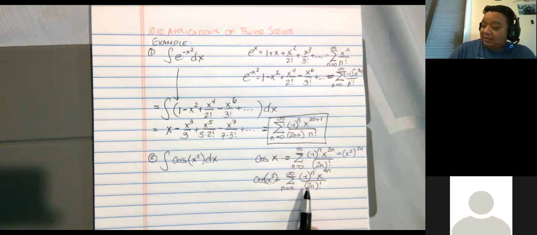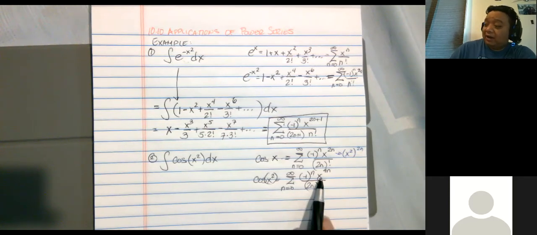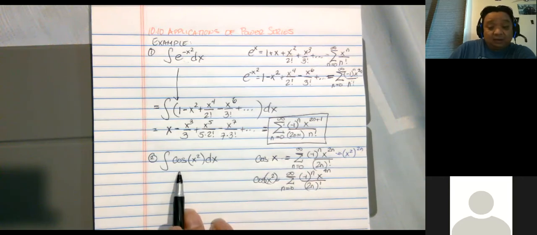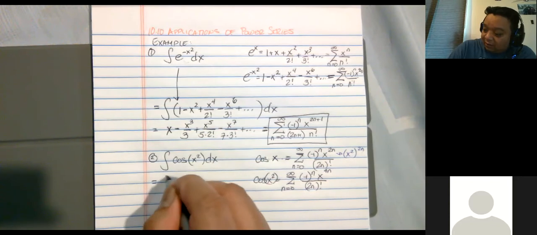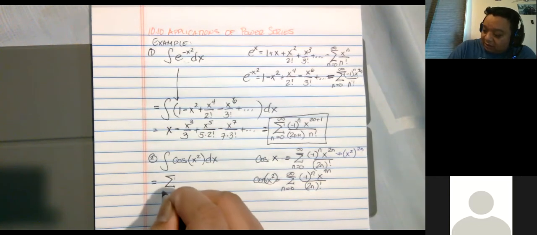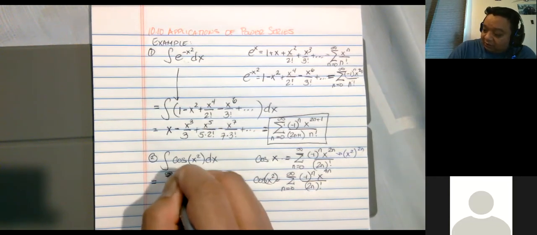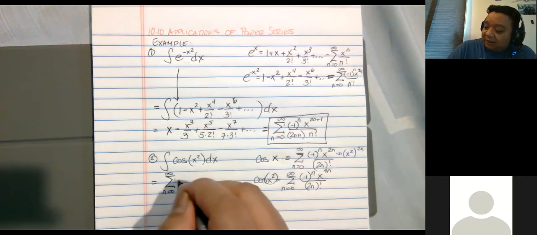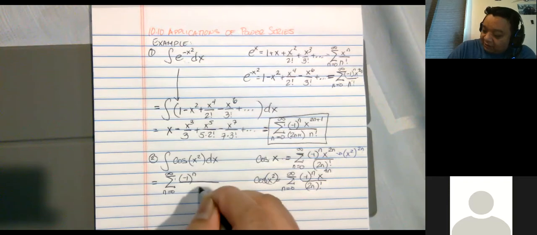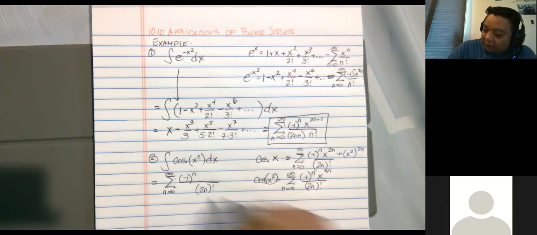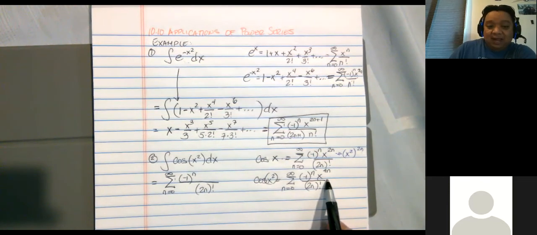And now this is what you're integrating. Remember, you're integrating with respect to x. So x is your variable, at least for the integration part. Now when you integrate, the summation would be from 0 to infinity. Everything else stays the same, so you get -1 to the n. It will still be a fraction. You'll still have the 2n factorial. So this would now be x to the what power?